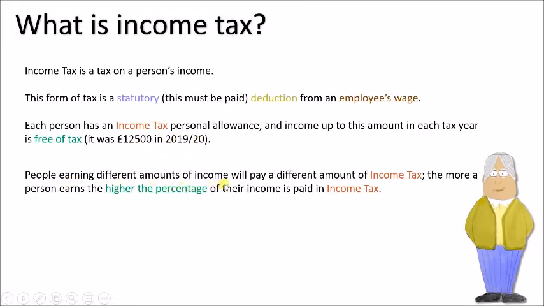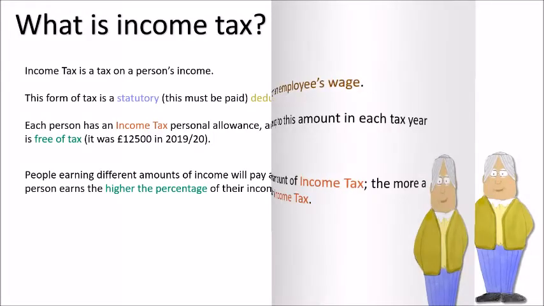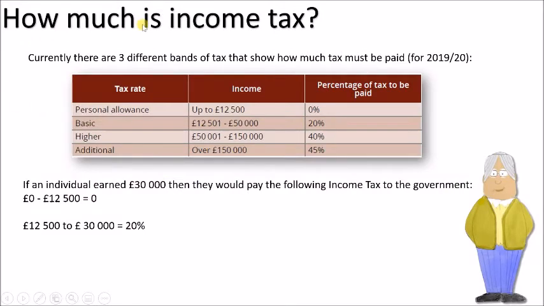People earning different amounts of income will pay a different amount of income tax. The more a person earns, the higher the percentage of their income is paid in income tax. Let's explore that on the next slide. Let's look at some figures. How much is income tax? I'm sure you're asking. Currently there are 3 different bands of tax that show how much tax must be paid for 2019-2020. So let's look at the table of information.